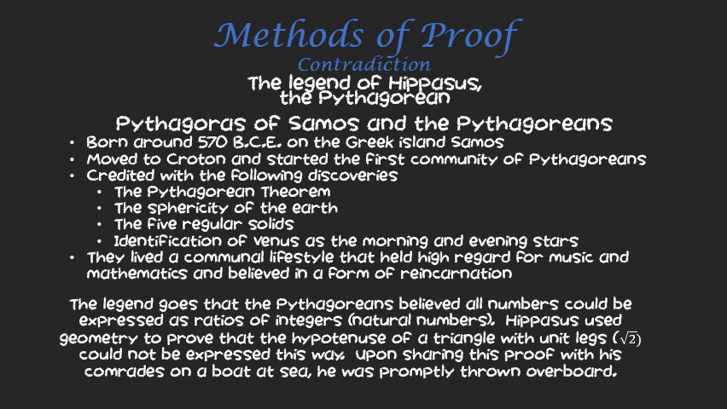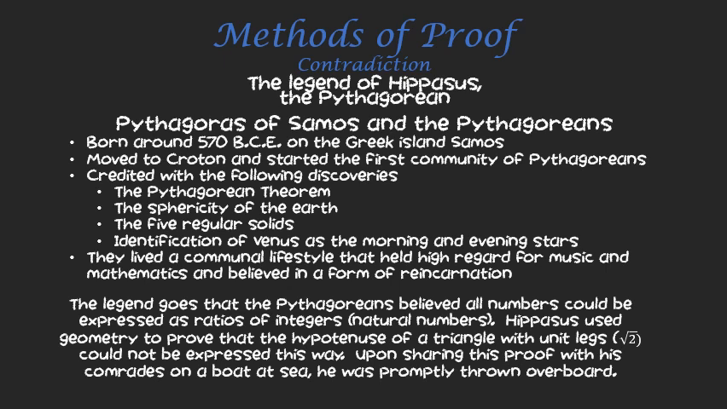Along comes Hypasus, who used a clever geometric argument to prove that the hypotenuse of a triangle with unit legs, so the length of each leg was 1, and then they looked at the length of the hypotenuse. If you remember the Pythagorean theorem, they're very familiar with this, that would be the square root of 2. And Hypasus was able to show that this hypotenuse, the square root of 2, could not be expressed as a ratio of two integers, that it was impossible to express it this way. And hence, there exists this number, namely the length of this hypotenuse, that was not a ratio of two numbers.